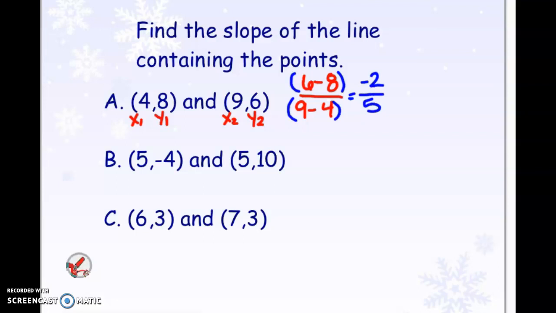Now, what if I flipped it around and I labeled this x2, y2, x1, y1? It's still fine. You just have to be careful to keep the one that you have in your first spot, like x1, y1, in the first spot in your equation as well. So y2 would be, in this case, negative 4, subtract 10, divided by 5, subtract 5.